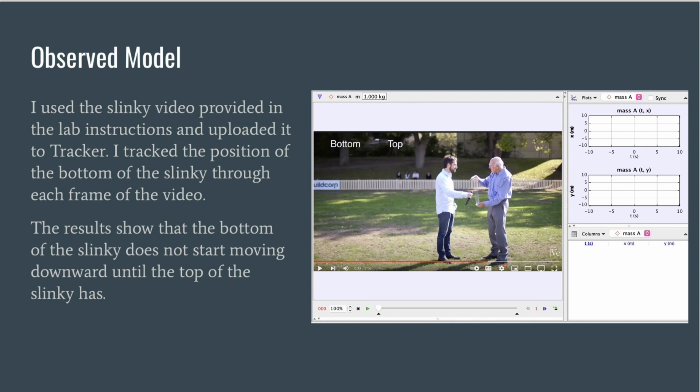Now looking at my observed model on Tracker, I used the slinky video provided in the lab instructions and uploaded it to Tracker. I tracked the position of the bottom of the slinky through each frame of the video. The results show that the bottom of the slinky does not start moving downwards towards the earth until the top of the slinky has moved down.